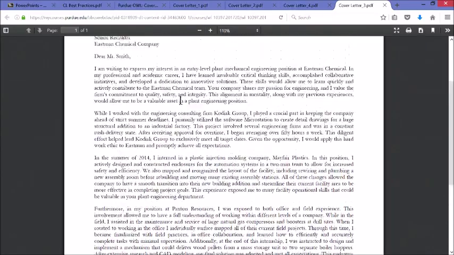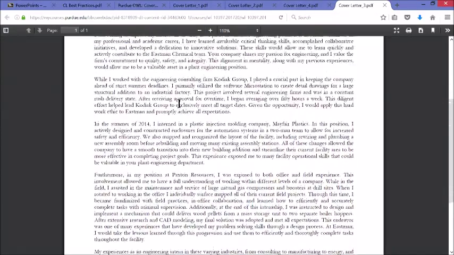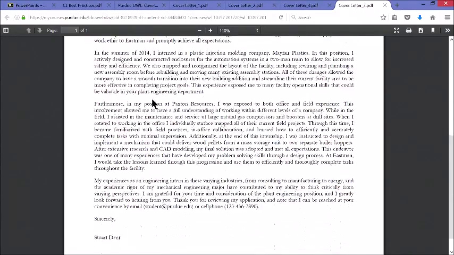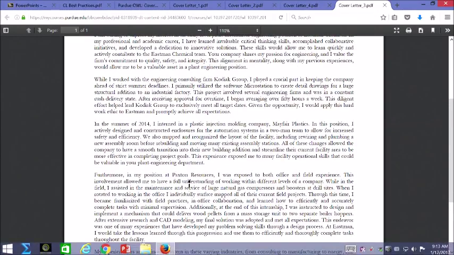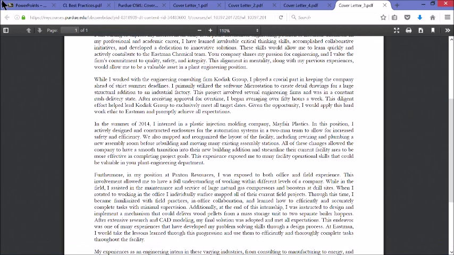Again, you can see the structure here is a 3-paragraph structure, so the introduction and the conclusion are a little bit smaller, and there's 3 separate cohesive body paragraphs.